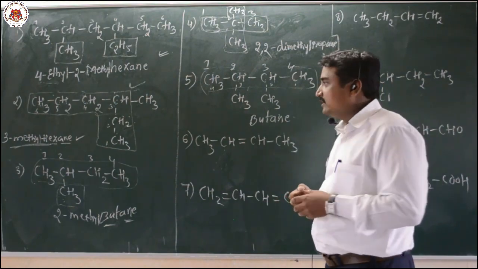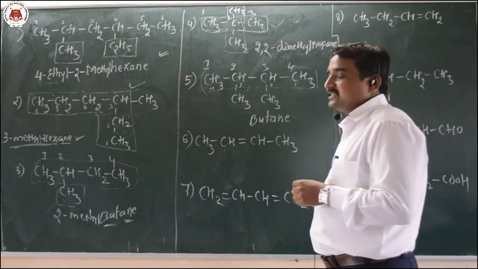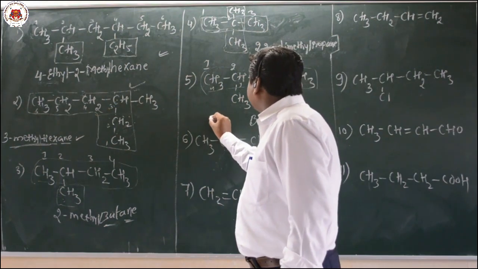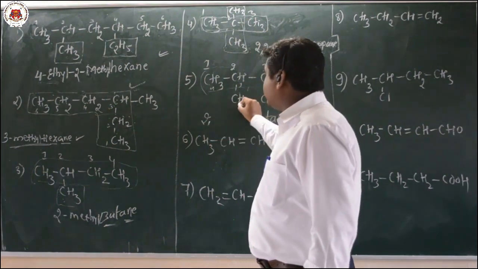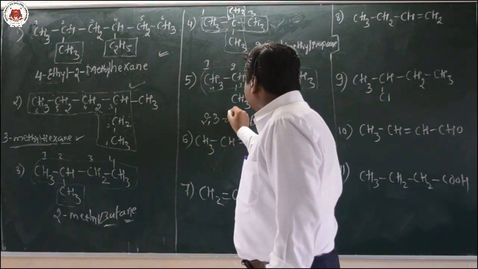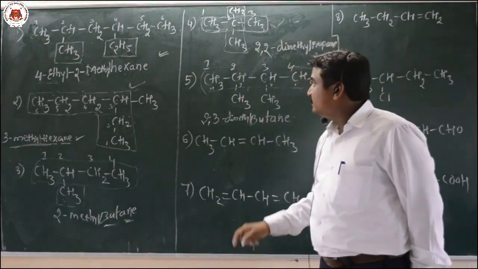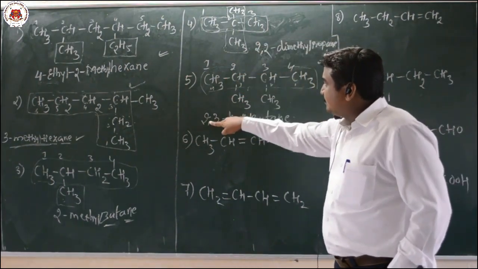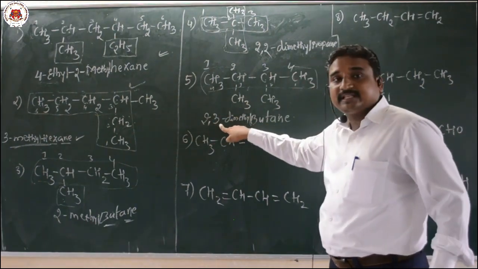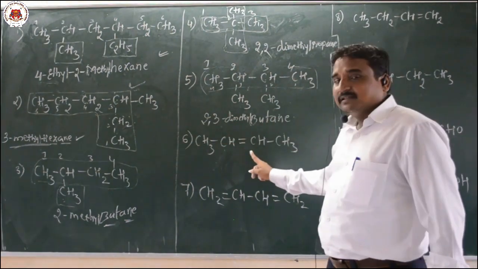It does not matter which side you number from in this case, because on both sides the substituent groups are at the same positions. Hence the name of the compound is: we have a methyl group at the second position and a methyl group at the third position, so 2,3-dimethylbutane. I have written here 2,3-dimethylbutane.